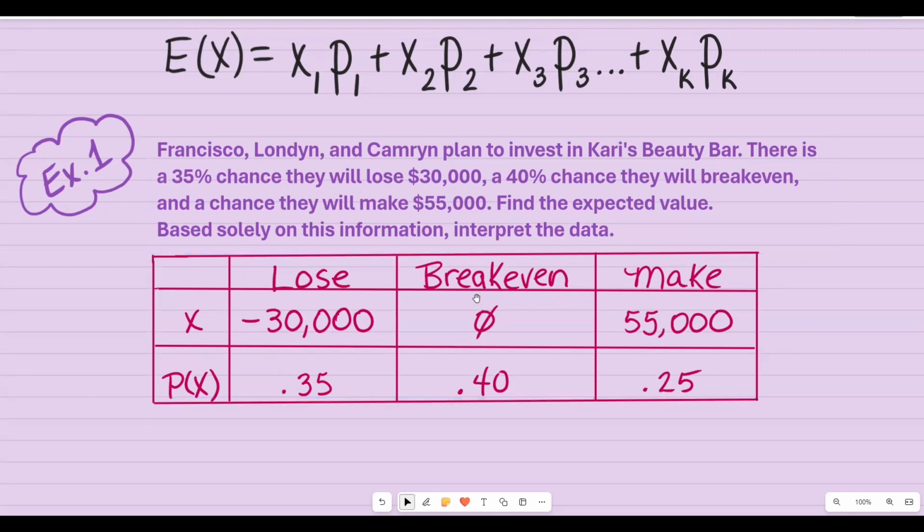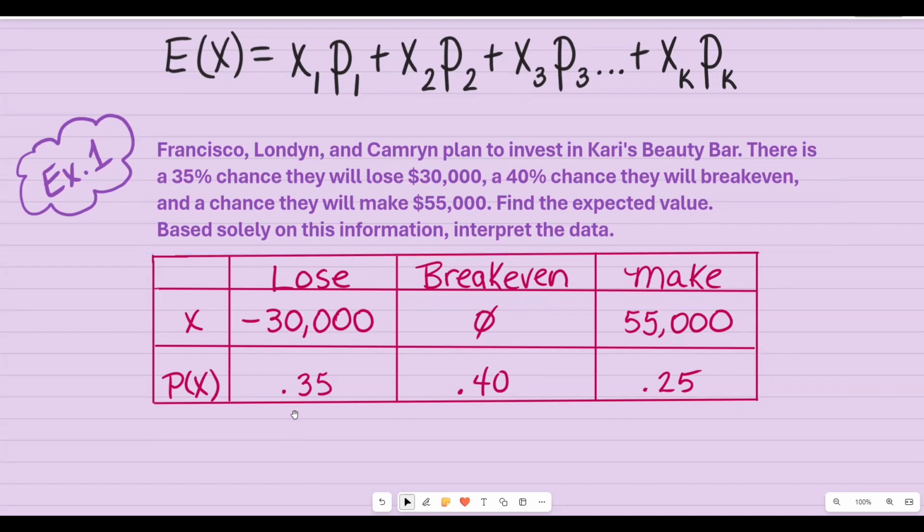And then it said break even. Well, that means I'm neither losing nor making money, so that's going to be 0. And then I have a 40% chance, so that's 0.40. And then it says a chance that they will make $55,000. However, it didn't give me a probability. It didn't give me a percentage.